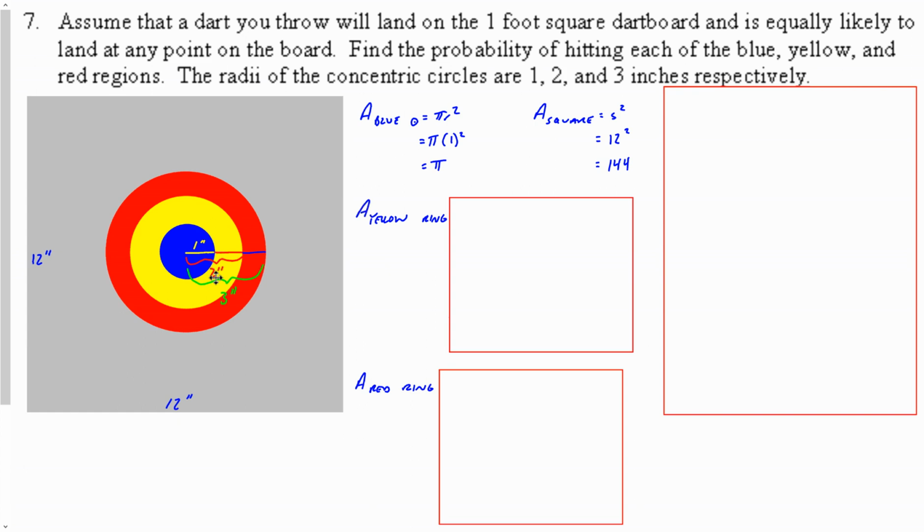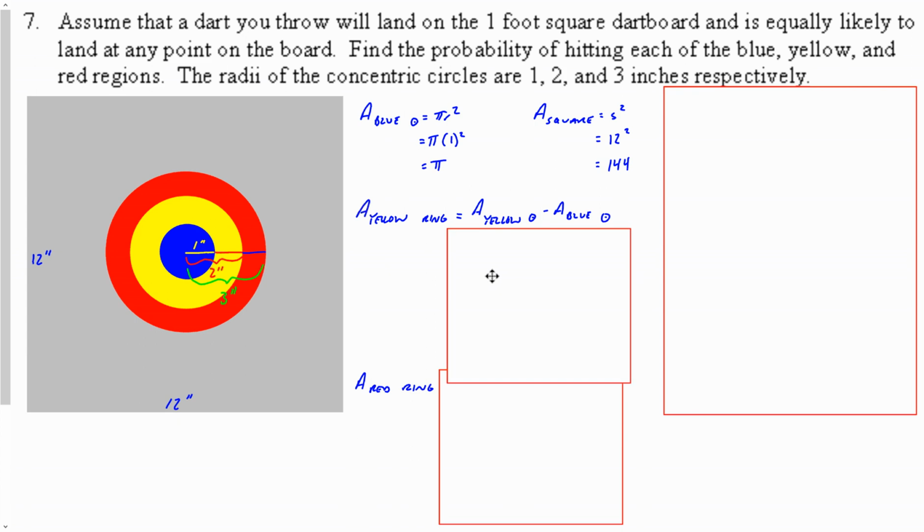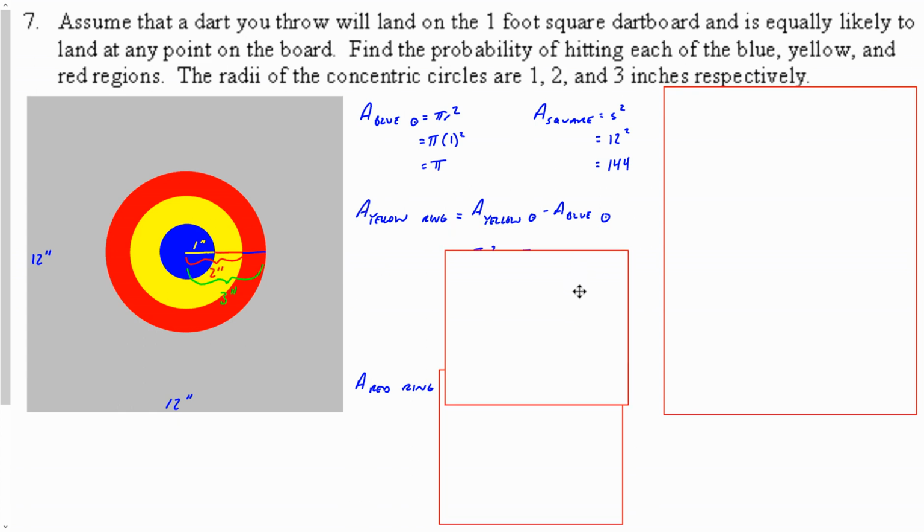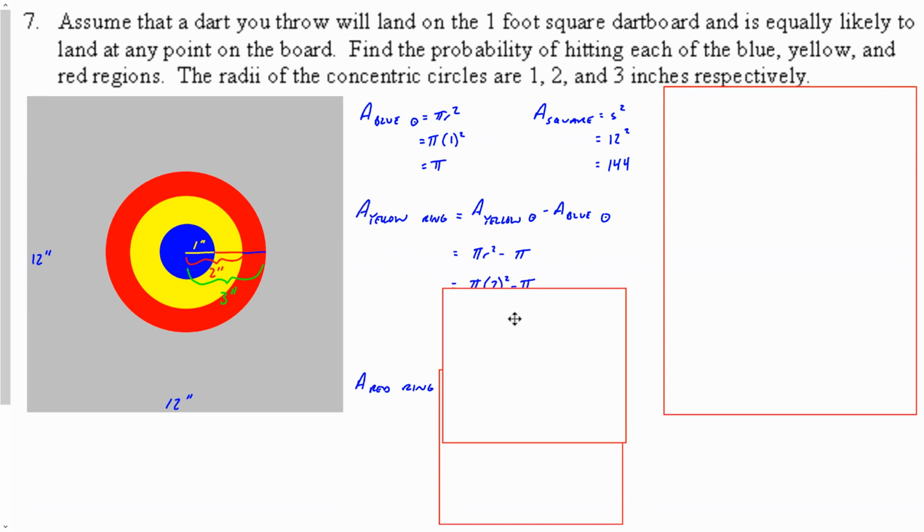Now, if I want to find the area of the yellow region, which I'm going to refer to as the yellow ring, I have to think about how I would do that. I know I would have to find the area of the yellow circle. So imagine again, if I could peel off that blue circle and see an entire yellow circle behind it, that's one area I have to find. And then I'm going to subtract the area of the blue circle, which we already have. To find the area of that yellow circle, I know I have to use pi r squared. Notice here I've already plugged in the area of the blue circle. There's no sense in calculating that again if I already have it, especially since it's an exact value.